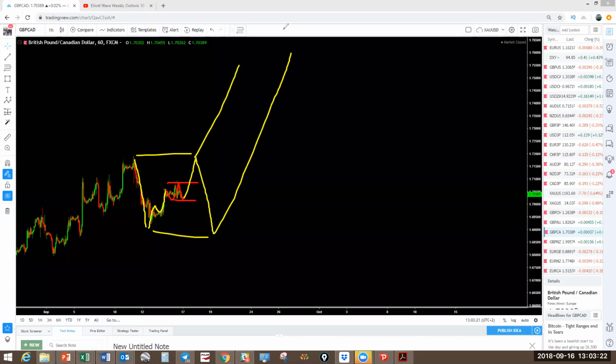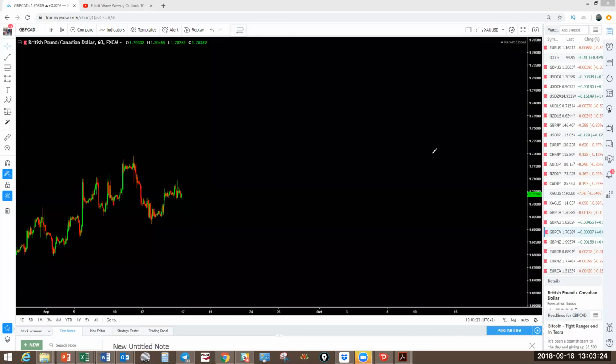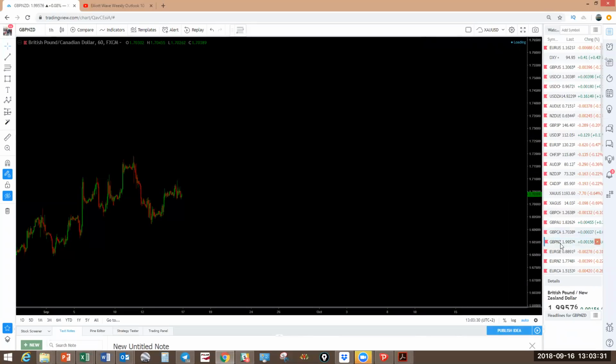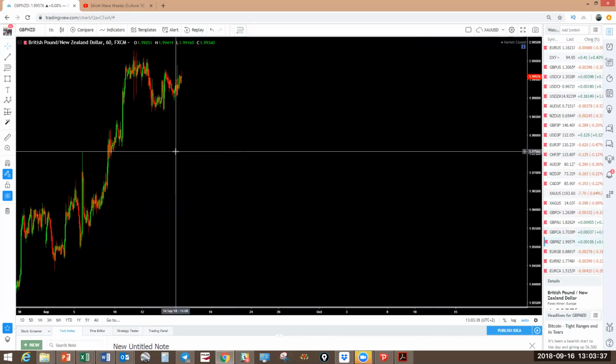Okay, so a bit of a waiting game for most pairs in the next coming week. Right, so that's pound CAD, pound New Zealand, very clear structure, looking upside, upper and upper. So pound New Zealand, you're looking for nothing other than upside.